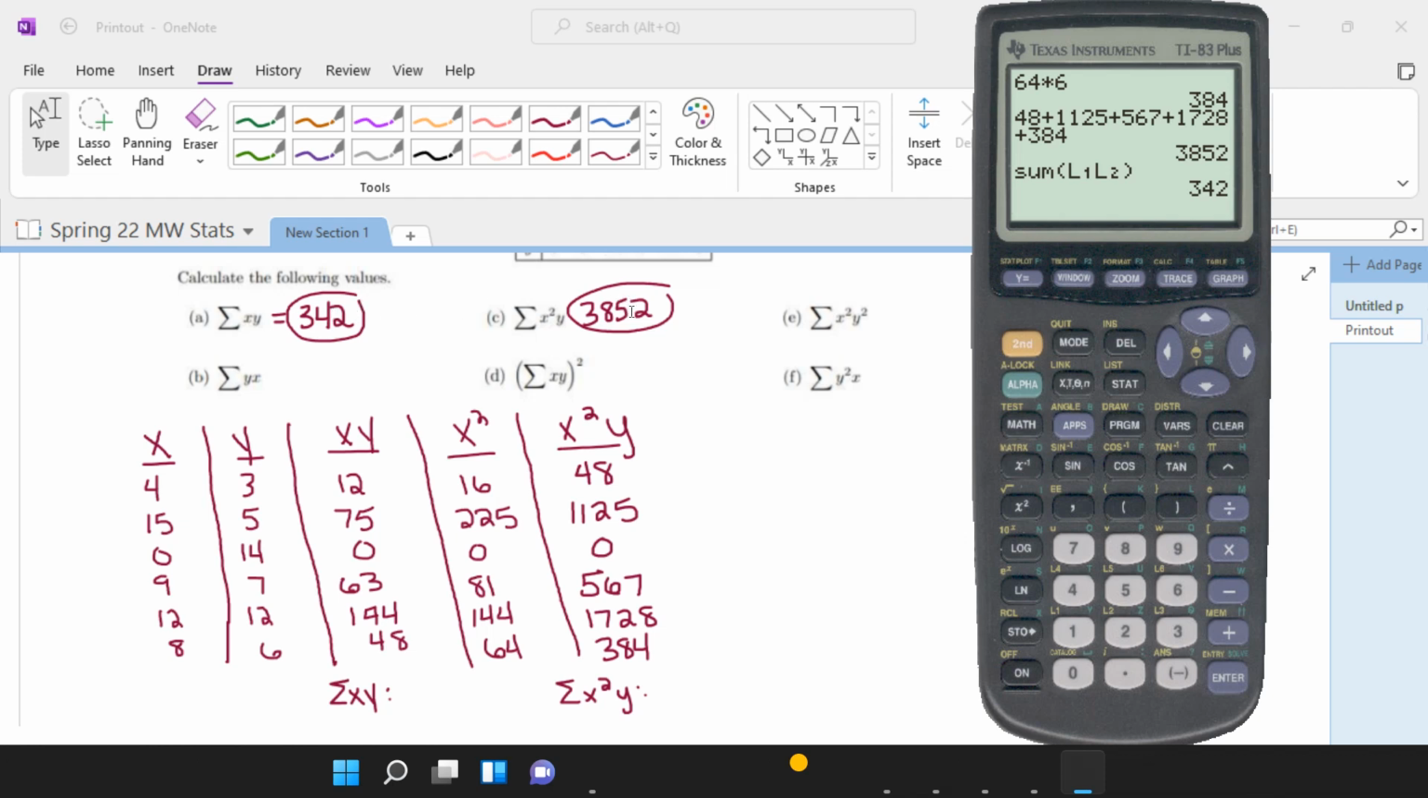So let's go ahead and check these. So we'll do C as well, just to show you guys that. So you go second, list, math, sum. Now this sum, I'm doing x squared y. So that's going to be L1 squared. So second 1 for L1 squared, and then second 2 for my y for L2. You can put a times in between there if you'd like. You don't even need to put that parentheses at the back. I just like to do that. And it gives me that 3852.